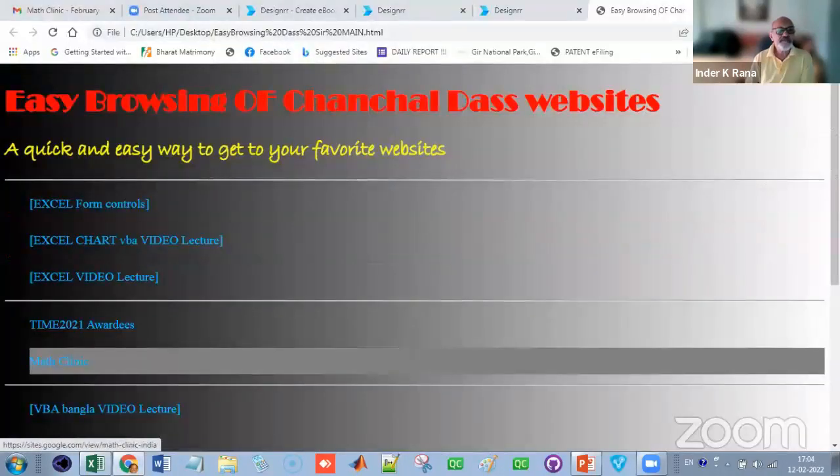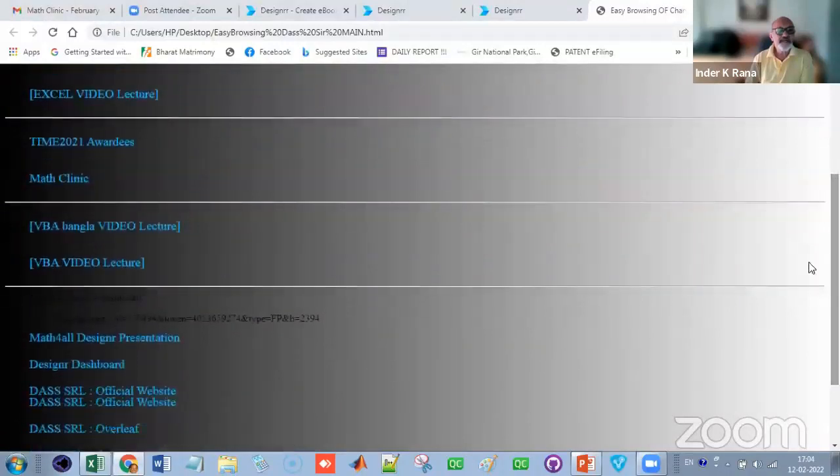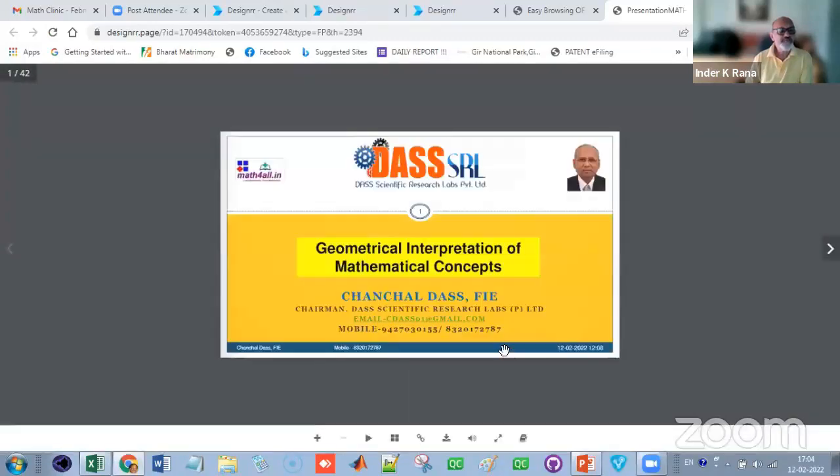He is the chairman of DAS Scientific Research Labs Private Limited and DAS Oilfield Technologies Private Limited. He has been an advisor to the Government Technological University for approaches to teaching engineering mathematics. He is a fellow of the Institution of Engineers and a member of many other societies. So without taking more of his time, I will request Mr. Chanchal Das to start his presentation on geometrical interpretations of mathematical concepts.